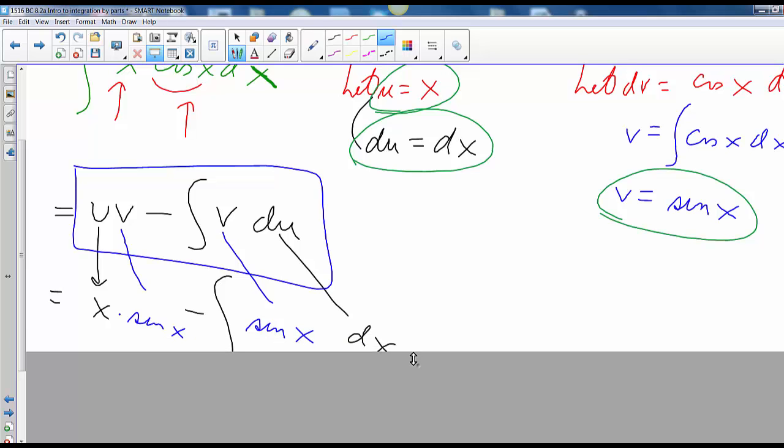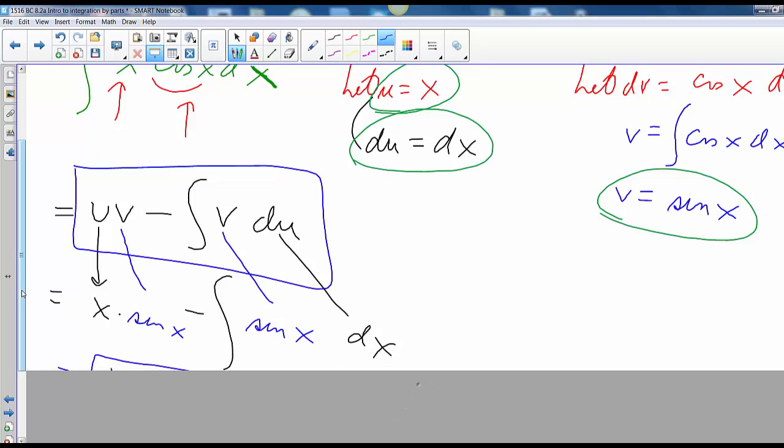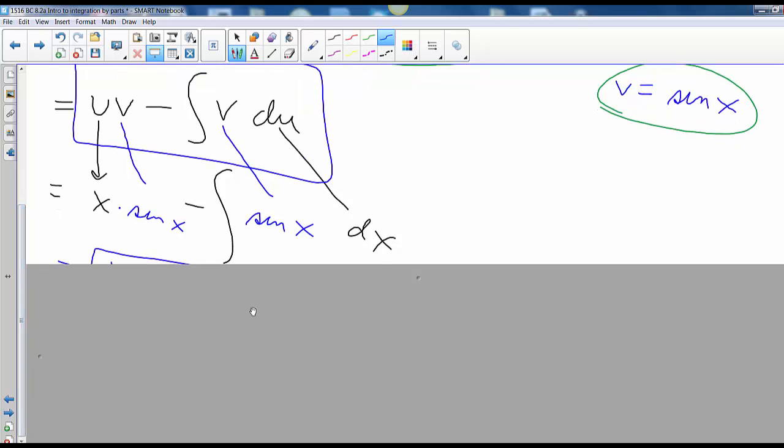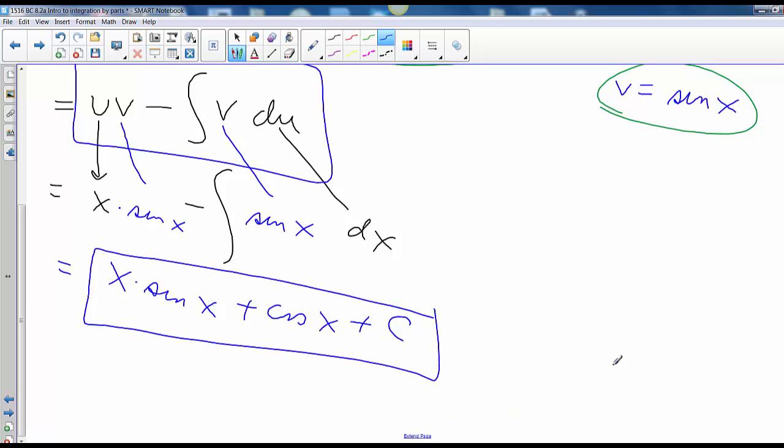Our u is x, as you can see up here. Our v is sine x, so that becomes x times sine x minus the integral of v, which is sine x, times du, which is dx. And of course, I can now actually integrate sine x dx. So I have x sine x, which is what I have right here, and then the integral of sine x is negative cos x. The negative with the negative is positive. That's probably going to be one of your most common careless errors. And of course, don't forget the plus c.